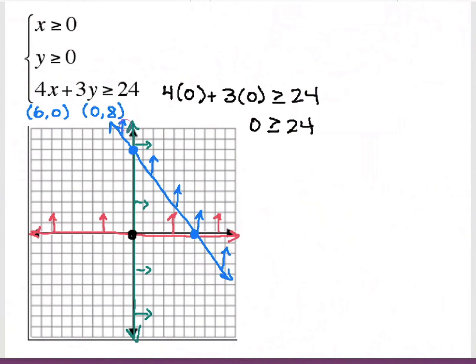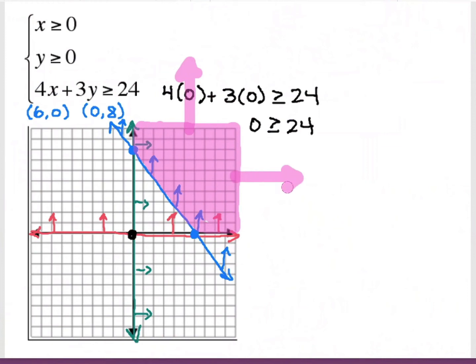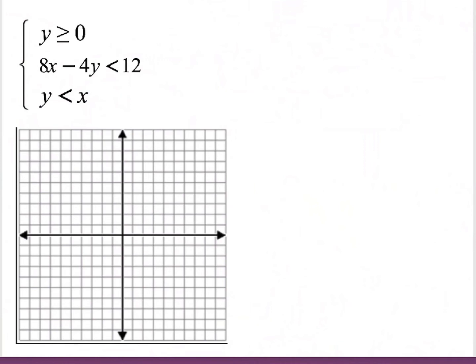And what part of the graph would have been shaded every time then? It would have been only things in the first quadrant that are above the line. And can you see how this region would go on forever and ever? This is an unbounded feasible region. Again, infinitely many points would be solutions to all three of those inequalities. One more example, just to make sure you feel good about this.